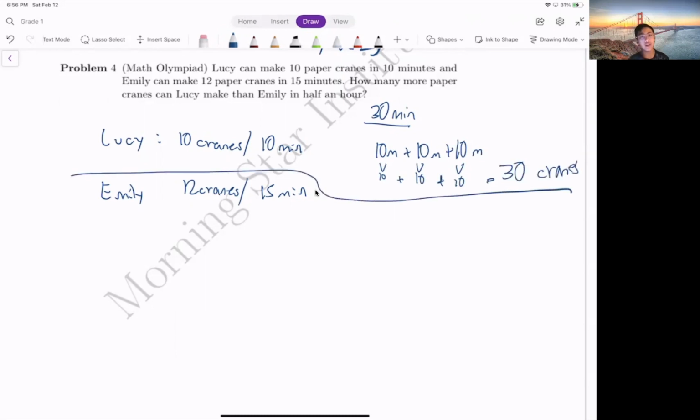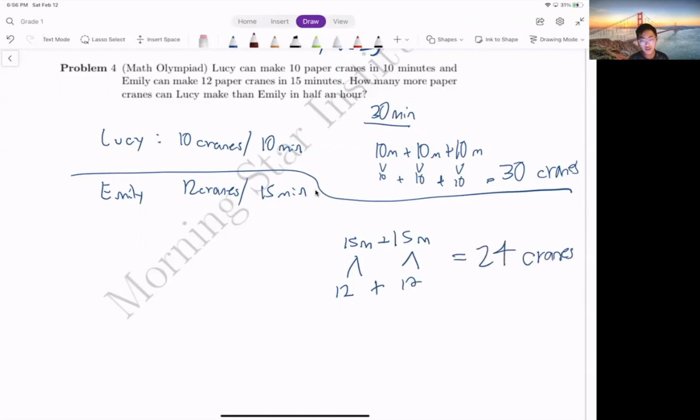And now let's see Emily. So she can make 12 cranes in 15 minutes, and 30 minutes is just 15 minutes plus 15 minutes. And each 15 minutes can make 12 cranes. So 12 cranes plus 12 cranes equals 24 cranes in 30 minutes.